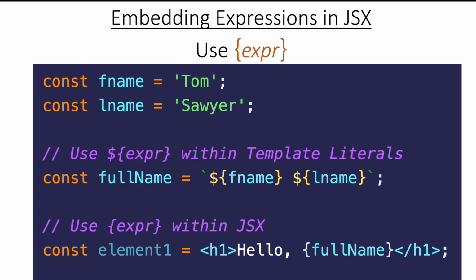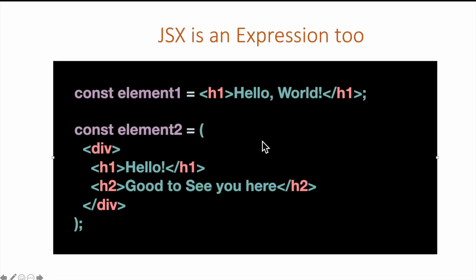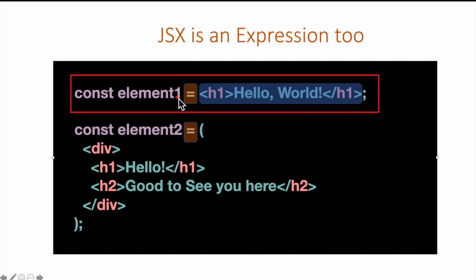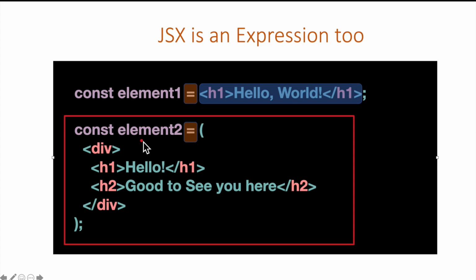Let's discuss this one more time. We use dollar and curly braces to do string interpolation within template literals, and we use just the curly braces to embed expressions in JSX. Please note that JSX is an expression too. Here we have the equals operator, and on the right side we have a JSX expression. So in this example, we have assigned a JSX expression to the variable element1. And in this example, we have assigned this JSX expression to the variable element2.